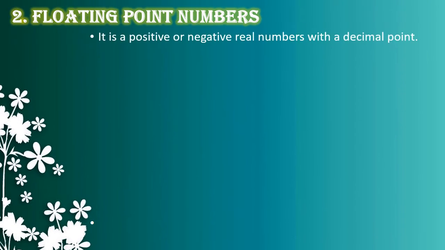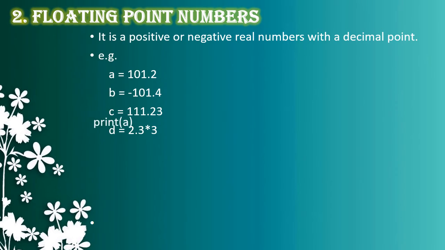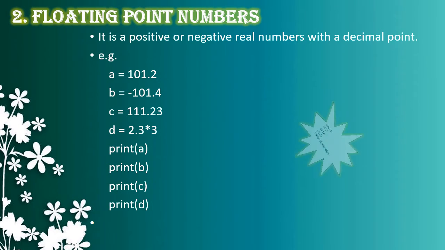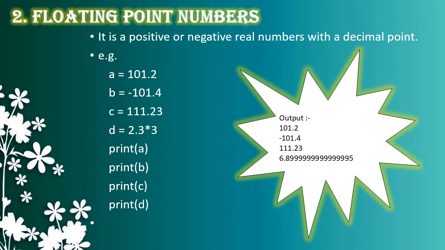Next, floating point numbers. We can use real numbers, whole numbers with a decimal point. See the example, a equal to 101.2, b equal to minus 101.4, and c equal to 111.23, and they give an expression also, d equal to 2.3 into 3. Now we can print the values a, b, c, and d, and we get the result like this.